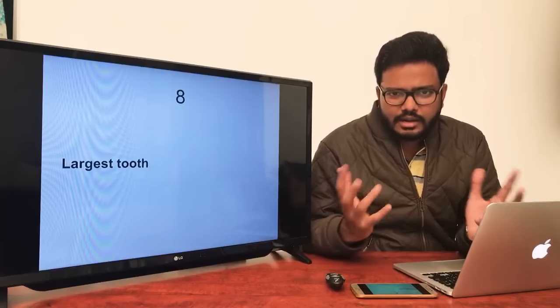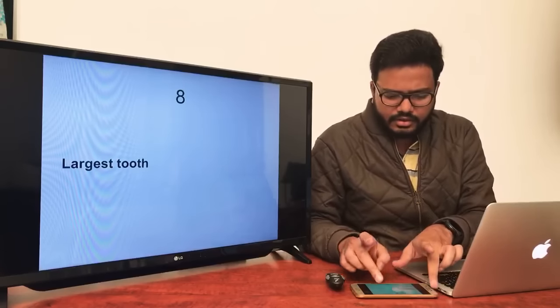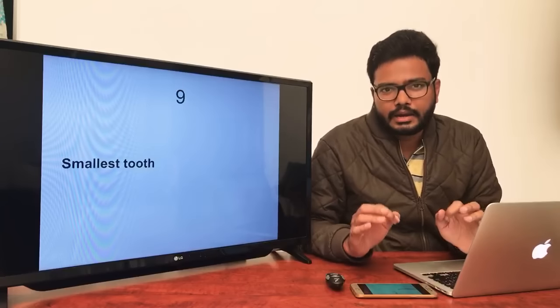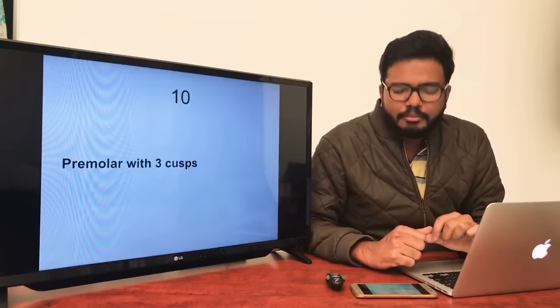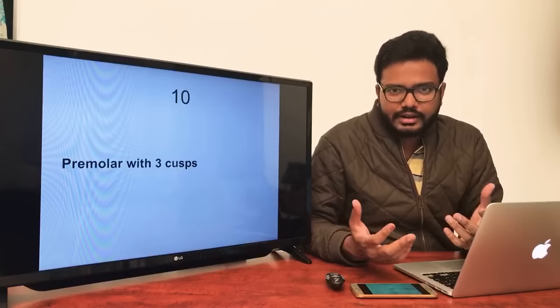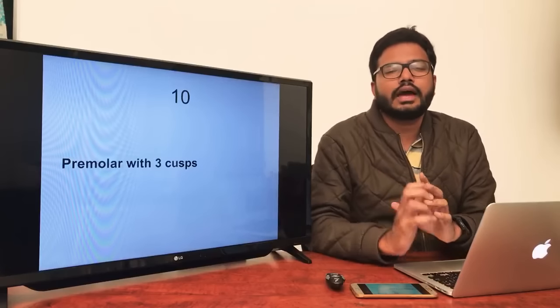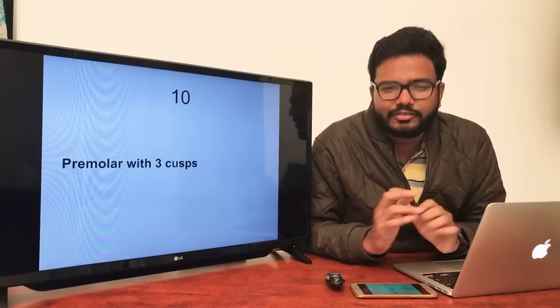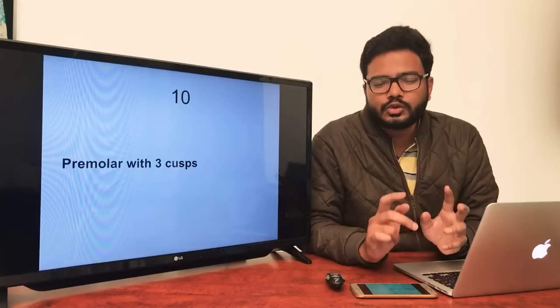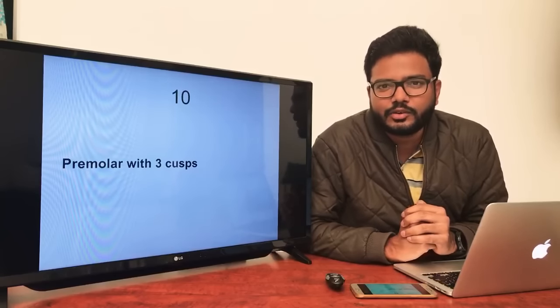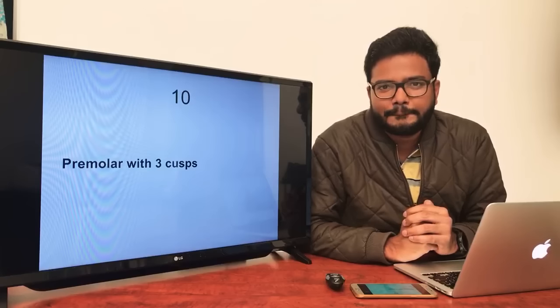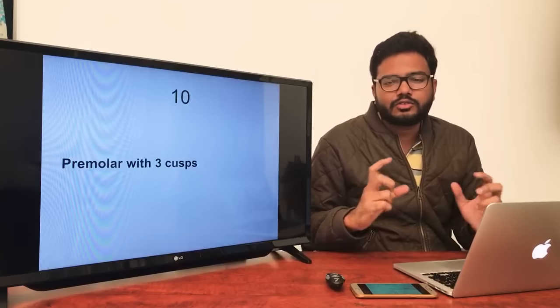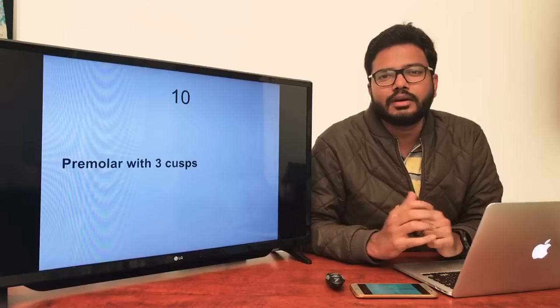Largest tooth in terms of overall dimensions, maxillary first molar. Smallest tooth, mandibular central incisors. Premolar with 3 cusps, as you all rightly said, mandibular second premolars. And let me ask you one related question. Which tooth is considered as an enigma to an endodontist? The entire dentition, which tooth is considered as an enigma to an endodontist?